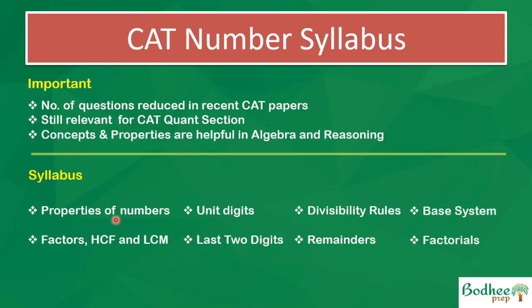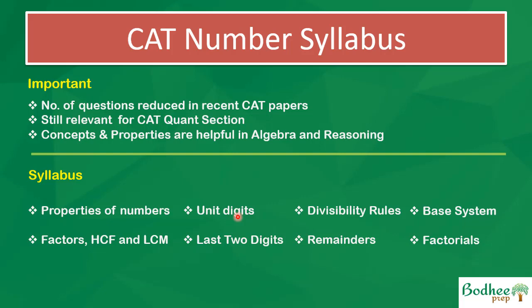If you look at the syllabus, properties of numbers means if you multiply two even numbers, you will get an even number. If you multiply two odd numbers, you will get an odd number, and so forth. Then HCF, LCM is a very, very important part of number system. Then, let's say, 7 raised to 43, what is the unit digit of that number? What would be the last two digits of 99 raised to 99? Whether a number 1965324 is divisible by 6 or not, and so on and so forth.